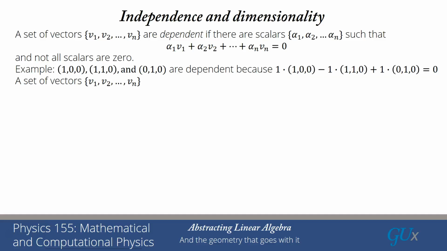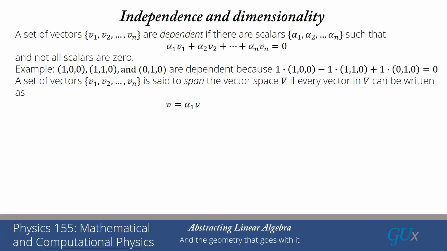Now, a set of vectors v1 to vn is said to span the vector space V if every vector in V can be written as alpha 1 times v1 plus alpha 2 times v2 all the way up to alpha n times vn. And we would call this set v1 to vn a basis for the vector space V.